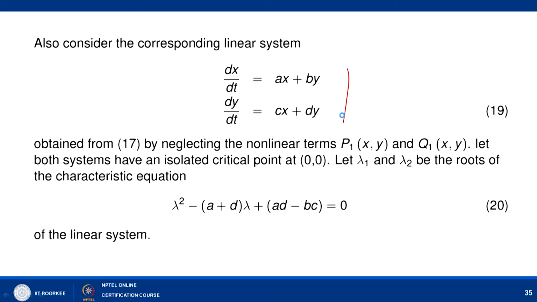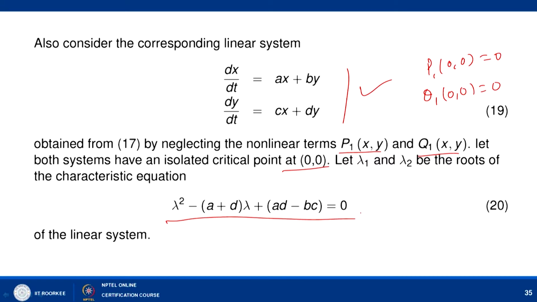So, here we simply say that consider the corresponding linear system by neglecting the terms p1 and q1 here, and let both the systems have an isolated critical point (0, 0), as we are assuming that p1(0, 0) is 0, similarly q1(0, 0) equal to 0 here, and let lambda 1 and lambda 2 be the roots of the characteristic equation corresponding to the linear system, that is lambda square minus (a plus d) lambda plus (ad minus bc) equal to 0.